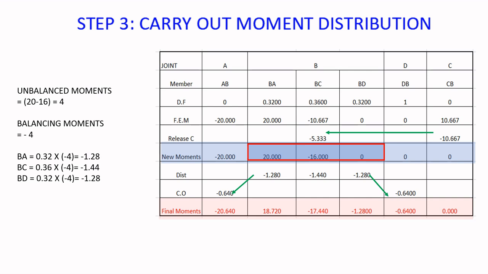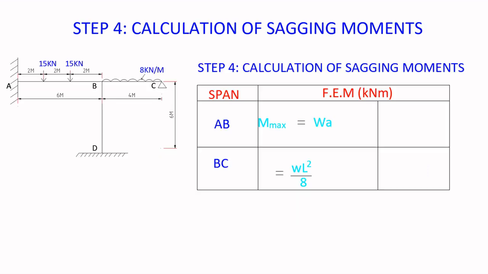Calculation of sagging moments. For span AB, we have 2 point loads. So the formula, when you have 2 point loads that are equidistant, you multiply one of the point loads times the distance a. Our a is 2 meters, where the first point load is from the support. Therefore, if you work that out, it will be 15 times 2. You get 30 kilonewton meter.